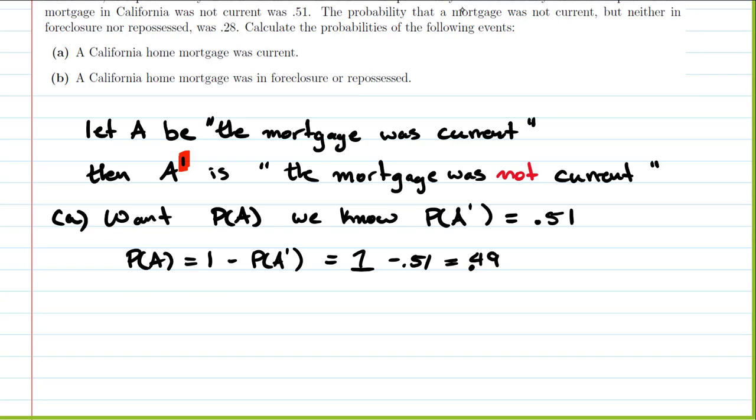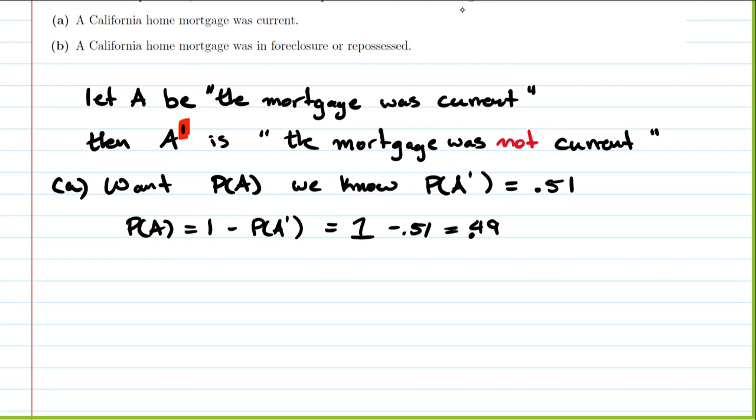And this comes from that formula. The probability of A plus the probability of A complement always has to be 1. Because either it is or it isn't, right? So if we can break it down into those two things, we know they're related by that formula.